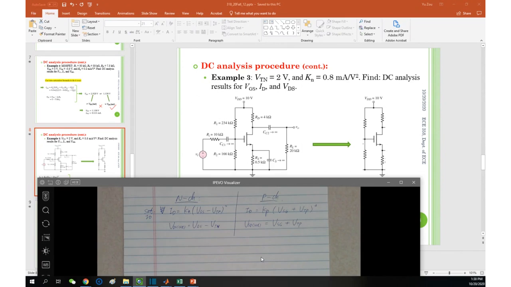By checking the number of equations and unknowns, you can know whether you have enough equations or not. Once you have enough equations, you can go ahead and conduct the algebra.